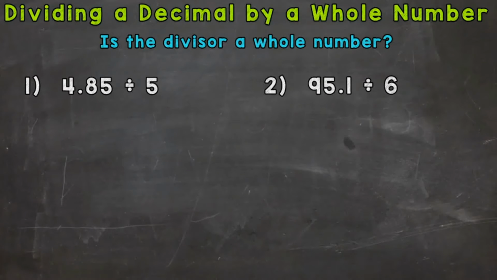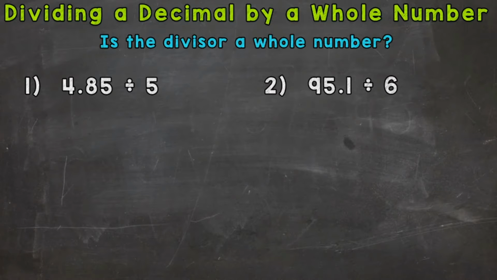In this video, I'm going to be covering how to divide a decimal by a whole number. So we have two examples here that we're going to go through together in order to get this down. So let's jump into number 1, where we have 4 and 85 hundredths divided by 5. And the first thing we need to do is set this problem up.